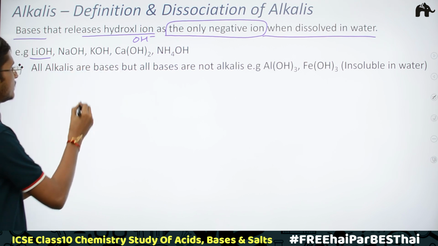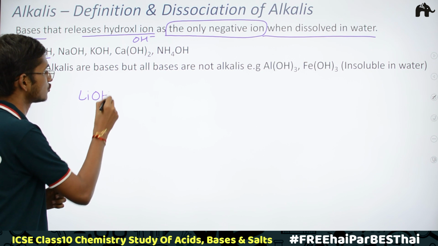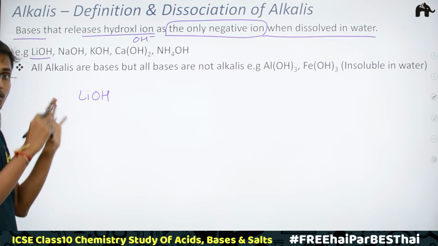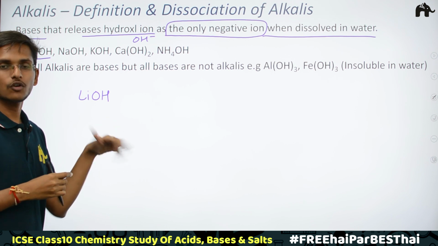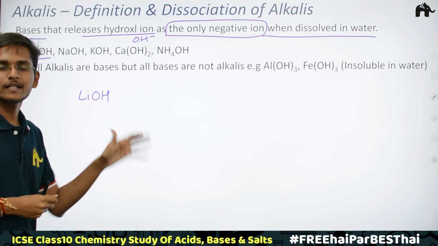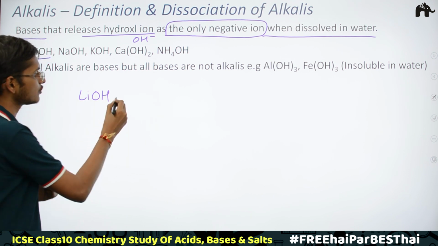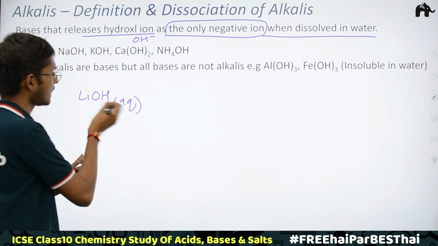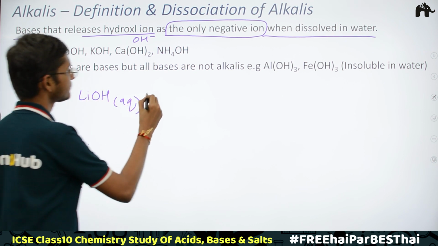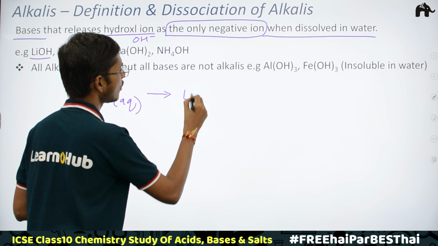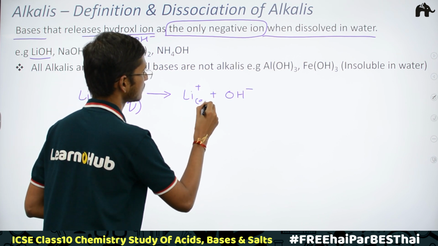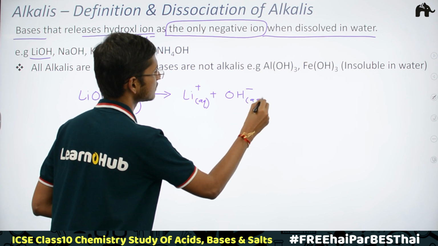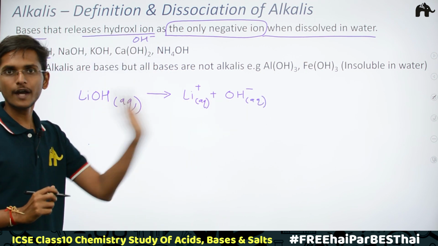So let's see with the help of their dissociation equations. I'm reading it, telling you, as dissociation equations. So how do they dissociate? See, LiOH, when we dissolve it in water, forms Li plus and OH minus ions, and these are present in water, so aqueous.